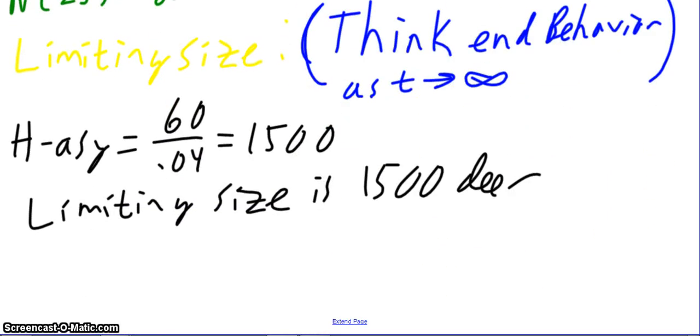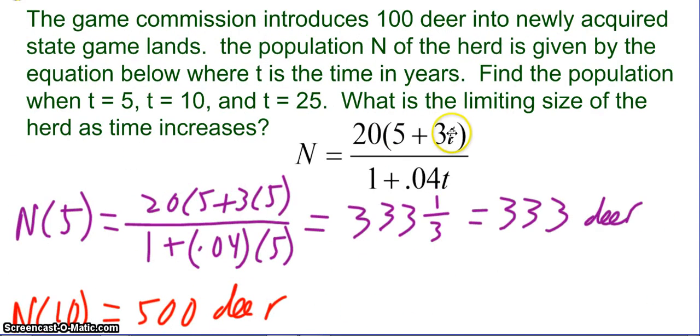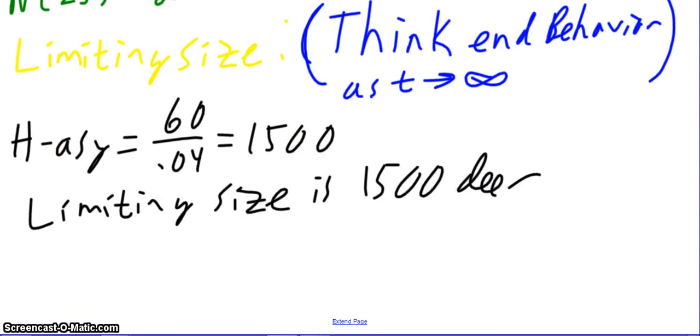So what is our horizontal asymptote? Well, if I look back up at the function, I can see the degree of the numerator and the degree of the denominator are the same. So I divide the coefficients. 60 divided by 0.04 is 1,500. So the limiting size of the population is 1,500 deer, according to this model.